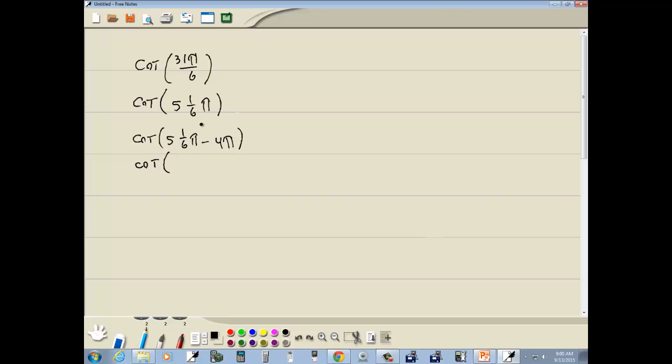This is another way of doing that, like the example I just did, but working with mixed numbers. Well, 5 minus 4 is 1, so that gives us 1 and 1/6 pi. And if I put that back into improper fraction form, 1 times 6 is 6, plus 1 is 7, so we got 7 pi over 6.